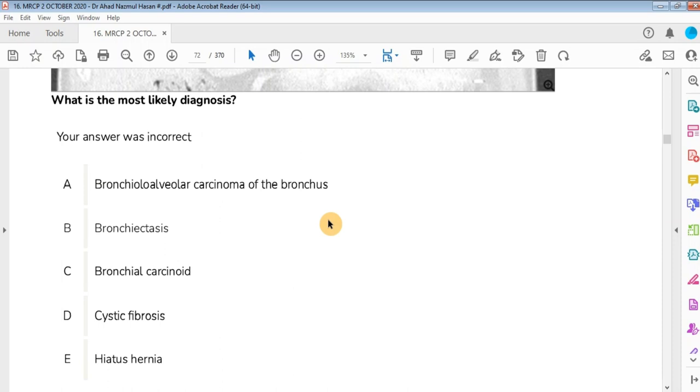What is the most likely diagnosis? A, bronchoalveolar carcinoma of the bronchus; B, bronchiectasis; C, bronchial carcinoid; D, cystic fibrosis; E, hiatus hernia.